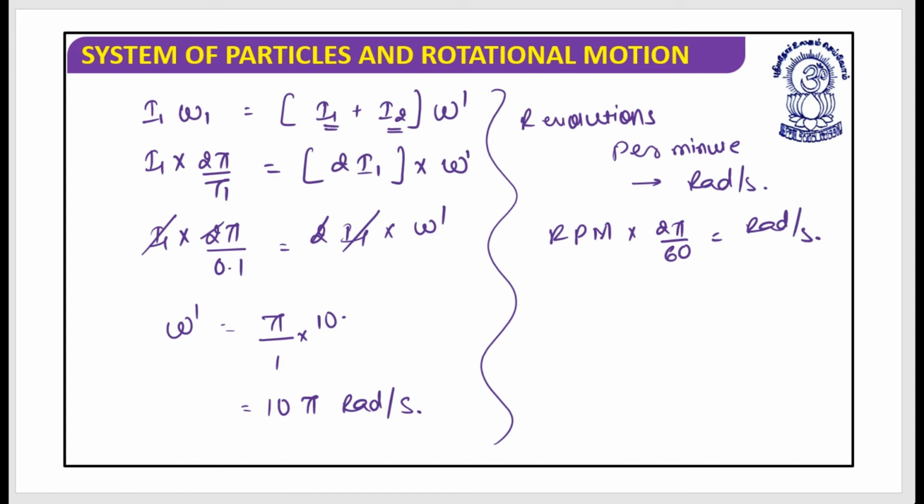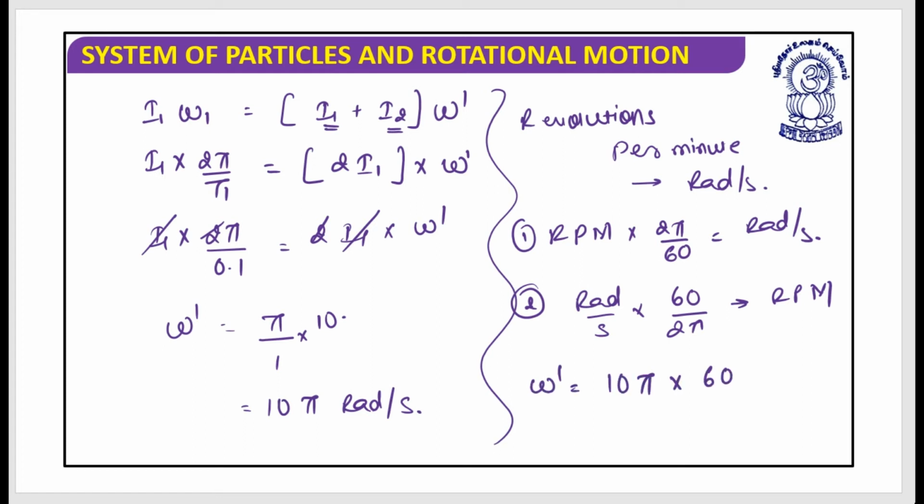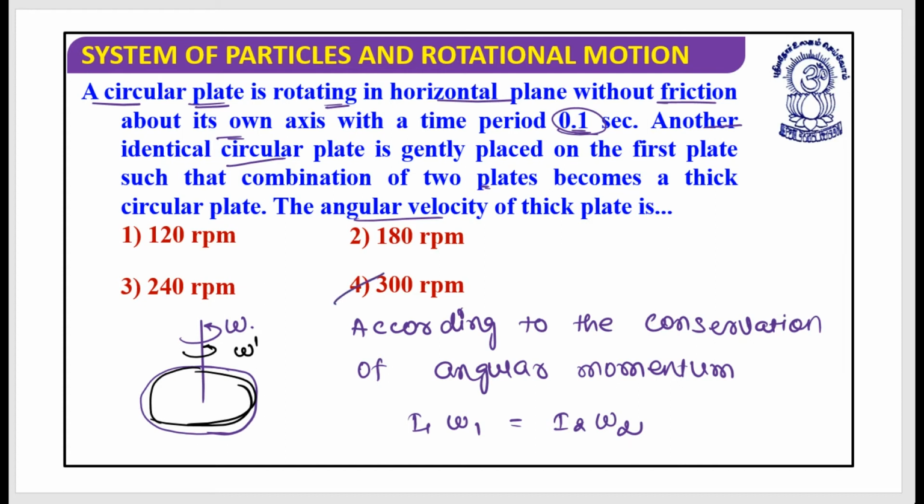So here, radian per second multiplied by 60 by 2 pi will give me revolutions per minute. So this omega dash can be written as 10 pi multiplied by 60 divided by 2 pi. This is 2 pi into 5. This is 300 RPM. I hope you got this. Yes, this is the correct answer. What was your answer? Was it the same? Great. So ready for the next question? Are you ready? Let's have a look then.